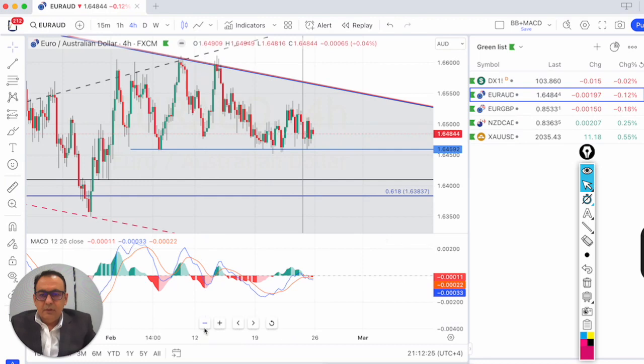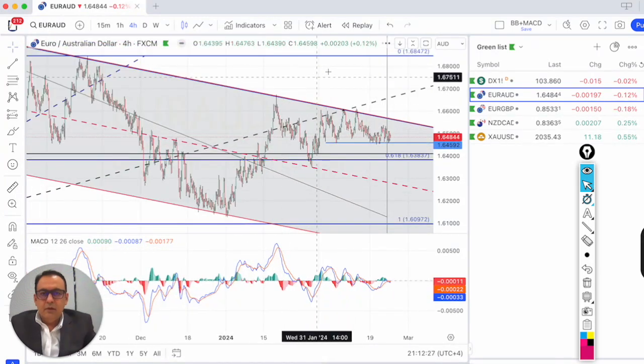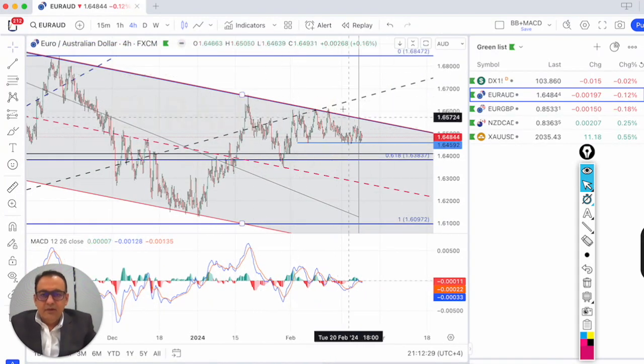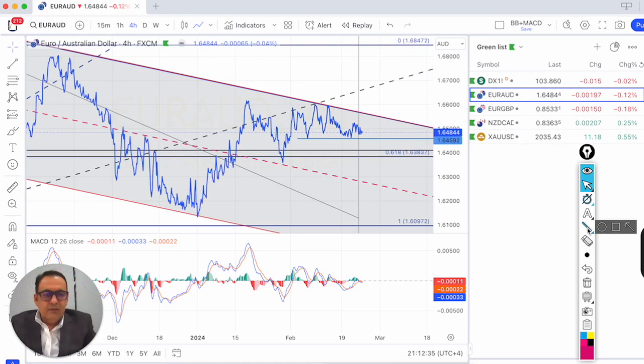Again, it's consolidating right now. It's very close, or in fact it has retested the upper boundary of the falling channel which was formed on the daily chart, and still we can see that it has not been able to create a higher high after this high. So this high is the short-term invalidation in the sell plan.